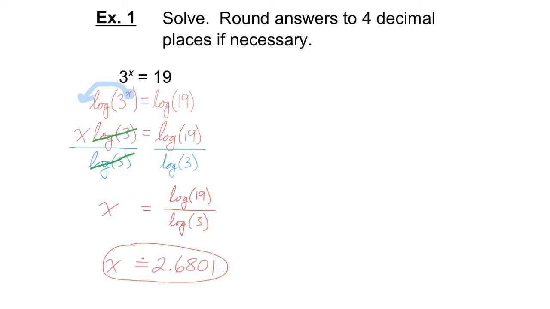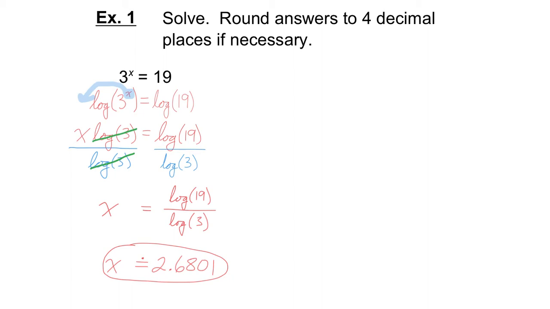Okay, so the steps again. If you have exponential form and you want to solve for the exponent, take the log of both sides. Use that exponent rule of logarithms where you move the exponent out to be the coefficient, and then you can divide both sides by the logarithm attached to the x. Okay, and then you'll end up with your answer.